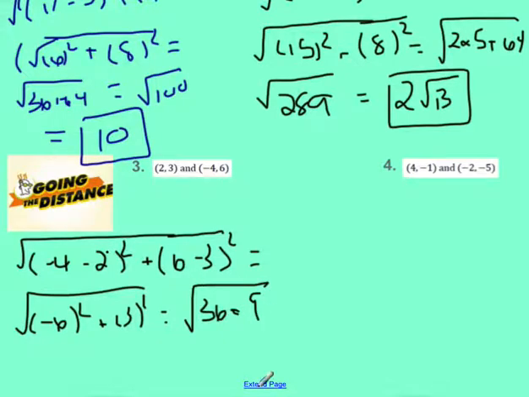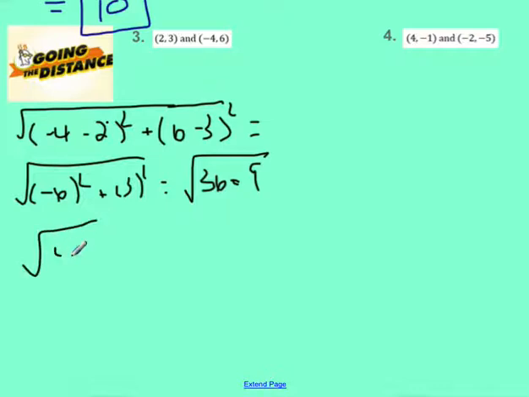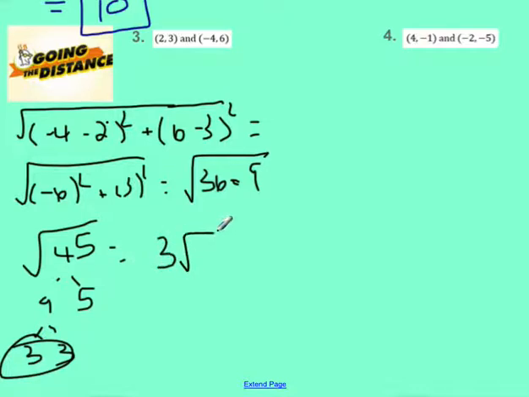So then you end up getting the square root of 45. So when you break down 45, we're going to break that into a simplified radical. 9 I can break down to 3 and 3. So there's a pair of 3's I can take out. So I'm going to take out that pair of 3's, and left underneath the radical is 5. So I have 3 square root of 5 for number 3.